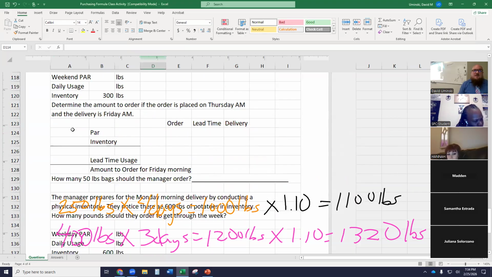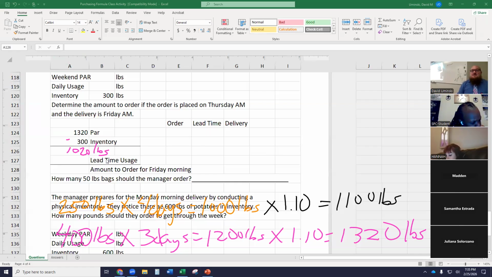Okay. So, what is my weekend par? 1,320. Good. 1,320 is my weekend par. How much do I have in inventory? 300. So I subtract those and I get 1,020 pounds.